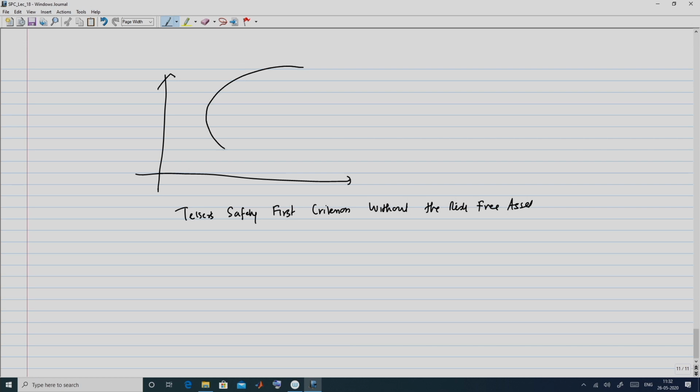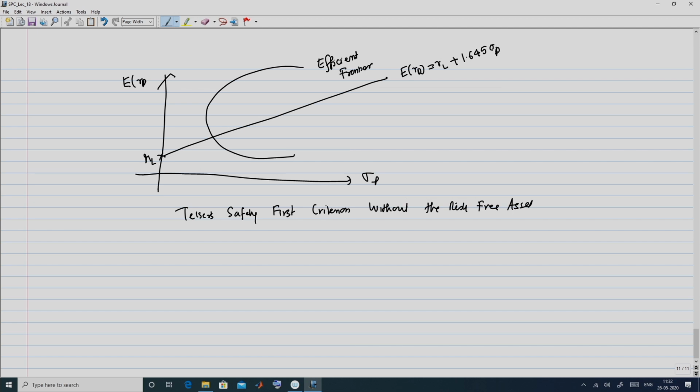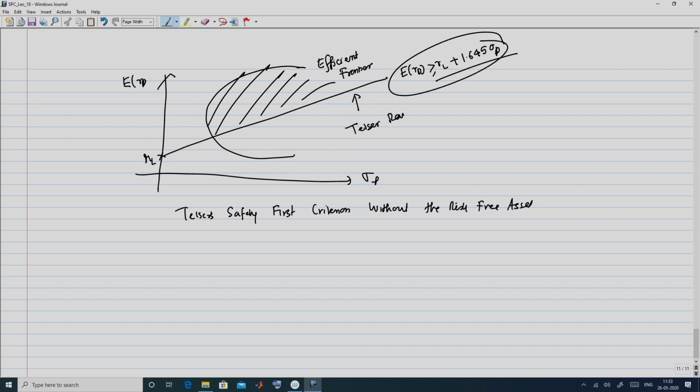So, that means since there is no risk free asset, the efficient frontier would look like this in the sigma p, ERP plane, and then we have this RL, and so basically the line ERP equals RL plus 1.645 sigma p. This region is where ERP is greater than or equal to RL plus 1.645 sigma p. On the top I have the efficient frontier, and this line is what is known as the Telser ray.